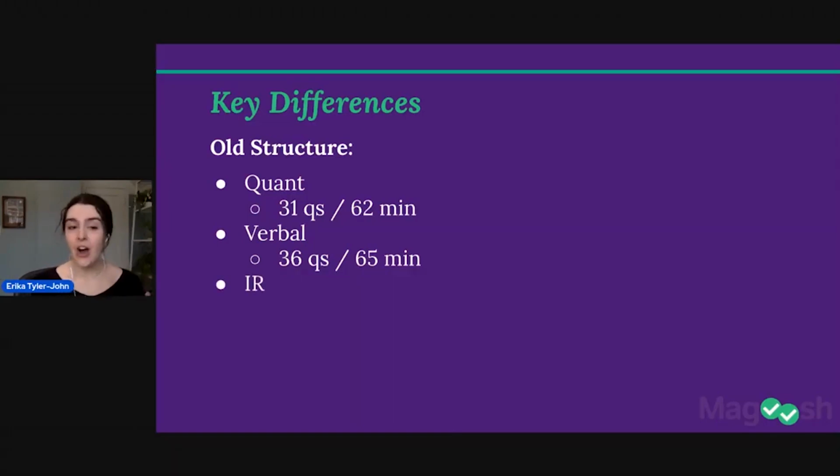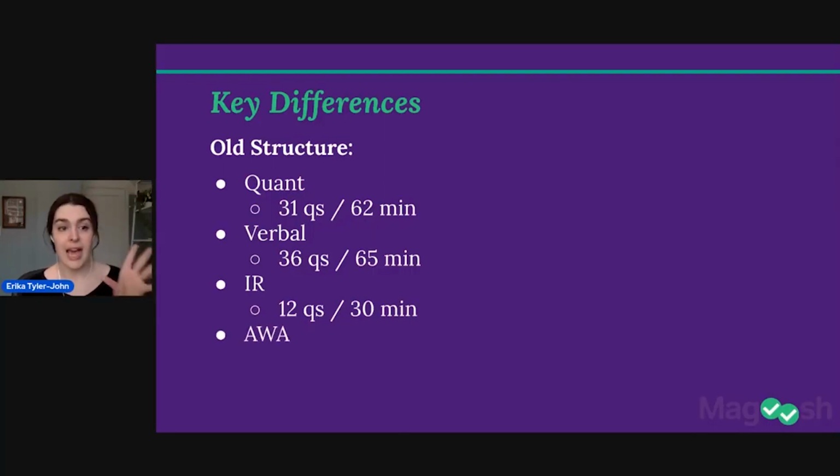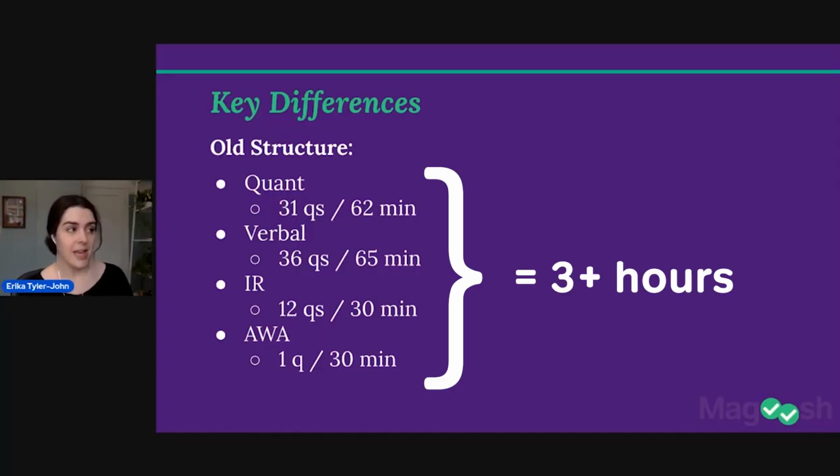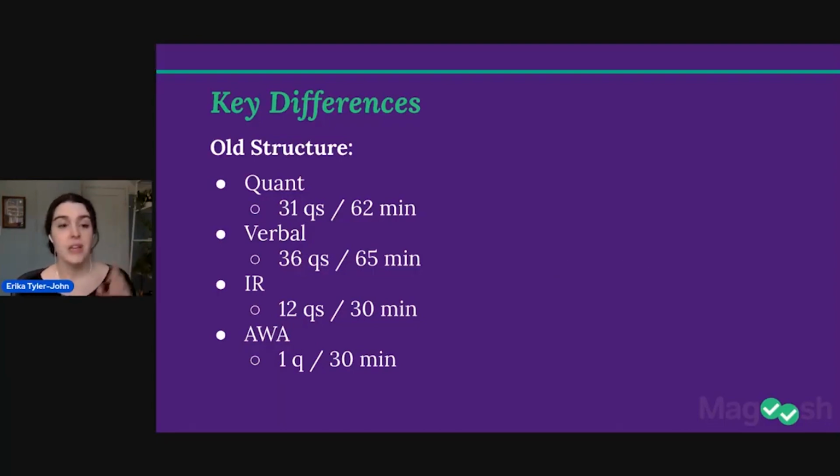We've got IR, or integrated reasoning. That's 12 questions in 30 minutes. And we've got AWA, or the essay, and that's going to be 1 question in 30 minutes. So we got 4 sections on this test. And if you add up all of that time, it's over 3 hours. All right, it's 3 hours, 7 minutes without any of the breaks, right? So this is a long, long exam.